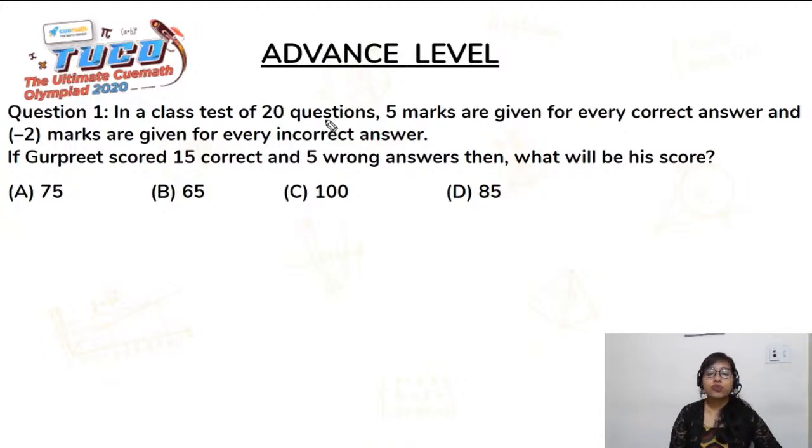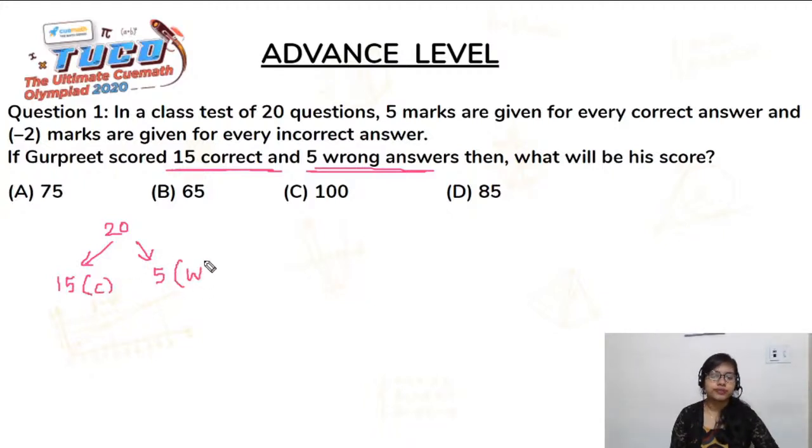In a class test of 20 questions, 5 marks are given for every correct answer and -2 marks are given for every incorrect answer. Same thing, the concept is the same. If Gurpreet scored 15 correct and 5 wrong answers, then what will be the score? That's it. Very simple. So out of these 20 questions, 15 are correct and 5 are wrong.